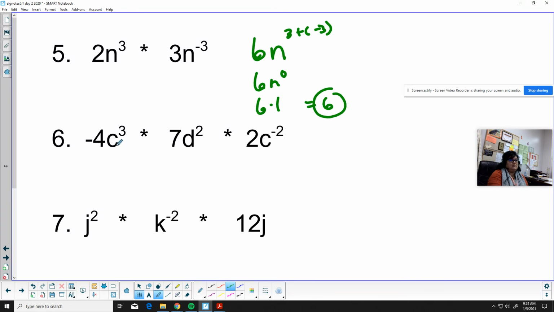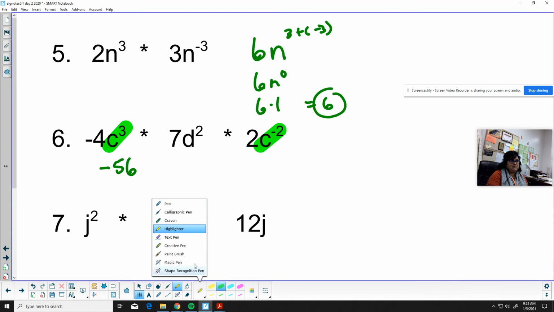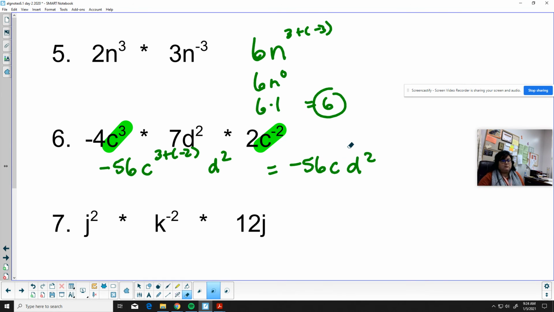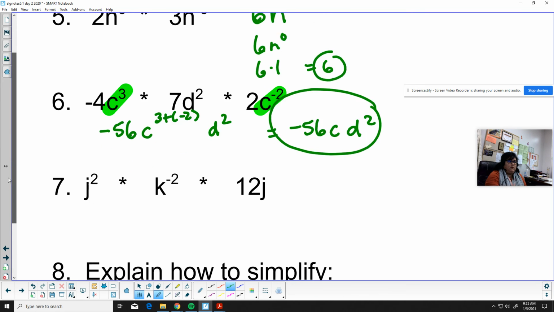And then here, let's see, negative 4 times 7 is negative 28. Negative 28 times 2 is negative 56. And then I can combine the c's because they have the same base. C to the 3 plus negative 2, and the d squared is on its own. So that's negative 56, c to the first, d to the second. That's the correct answer. I don't need the first. I'm going to take it out because usually we don't write to the first power. It's not wrong if you have it, though.